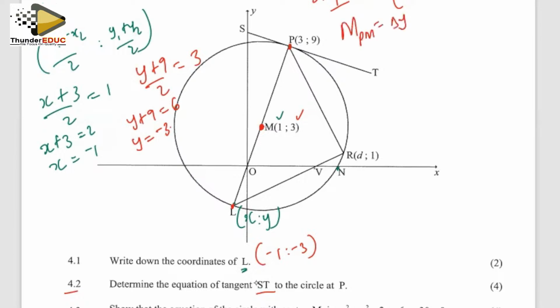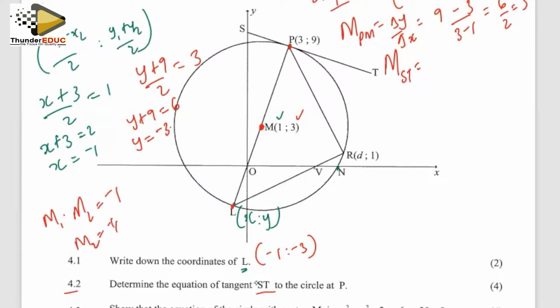we say change in y over change in x. So that's going to be 9 minus 3 over 3 minus 1. So 6 over 2, which gives us a 3. Then which means that the gradient of the tangent, remember for perpendicular lines, M1 times M2 must give us -1. Now we already have our M1 as a 3, which means M2 is going to be -1/3. So this is the gradient of the tangent.